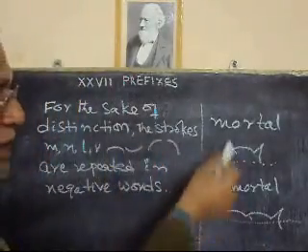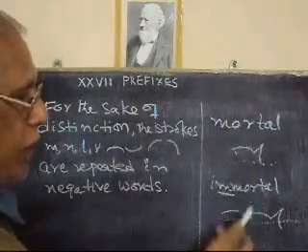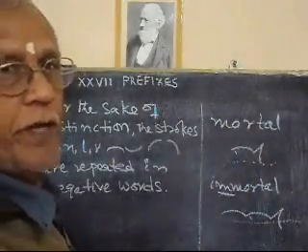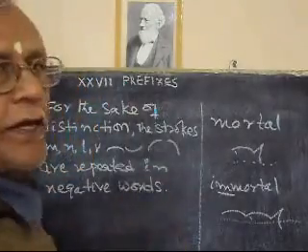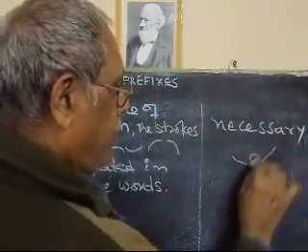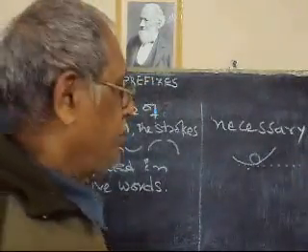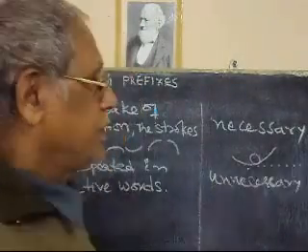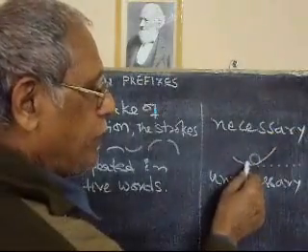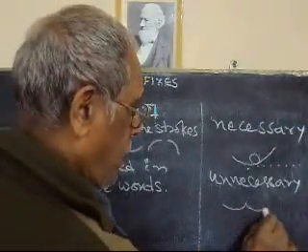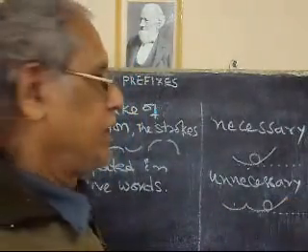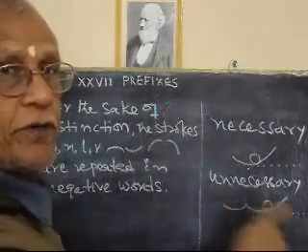So, for the sake of distinction between the positive and the negative words, in the negative words, we repeat the stroke M. Similarly, N. Necessary. We can simply write necessary. But unnecessary. This is a negative word. Therefore, you repeat the stroke N. Unnecessary. Okay. In the negative words, we repeat the stroke N.